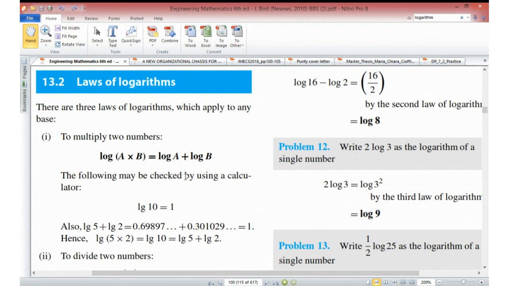And to mention here is that when we're handling logs and it's not indicated, we assume it is base 10 for such logs. Okay. So rule number 1 is multiplication of numbers. If we multiply numbers expressed in log form, we can open up the brackets and the multiplication changes to addition, but we distribute the log for both the terms A and B. That's rule 1.